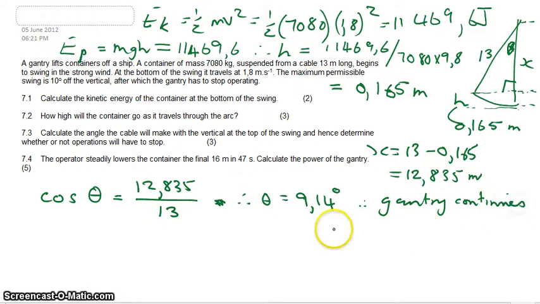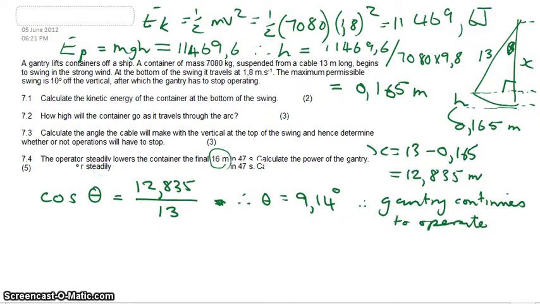It continues because that angle there is smaller than the permissible angle that's allowed. Now finally, we need to just work out the power here. We've got time. Oh, interesting. And we've got a distance. So if we can just work out the force, then we'll be able to work it out.